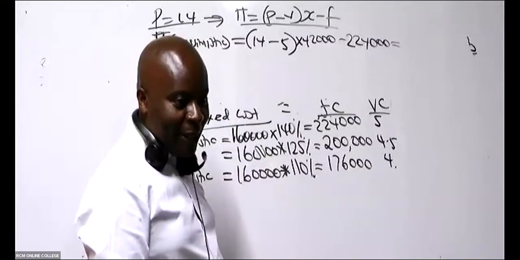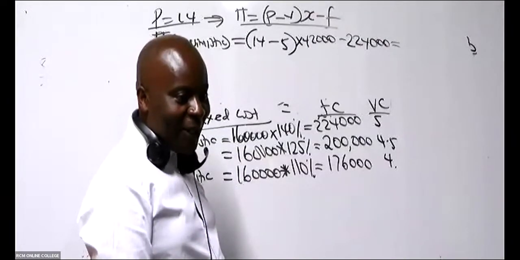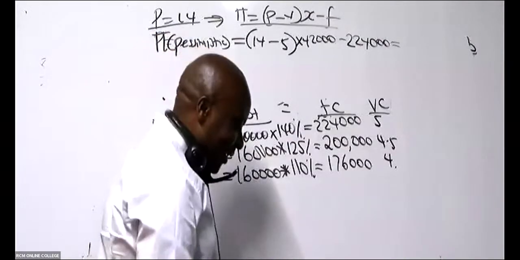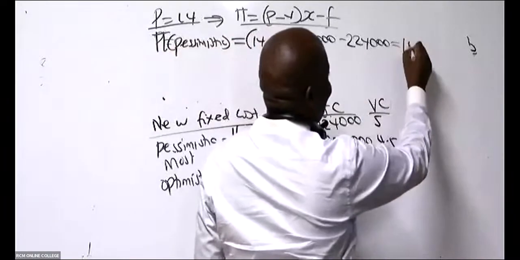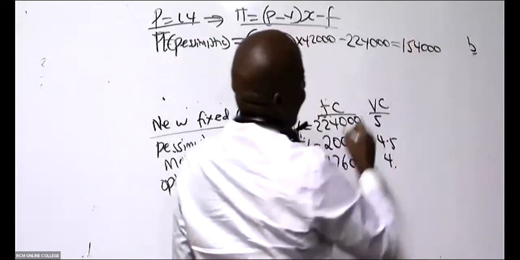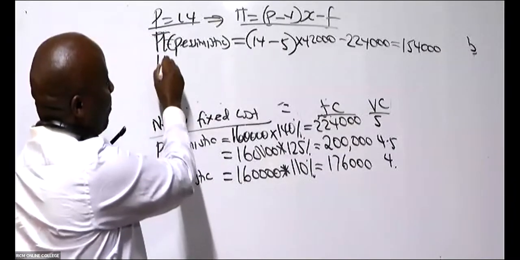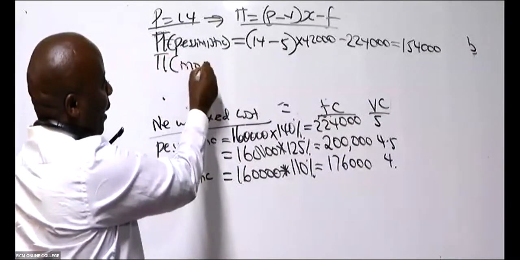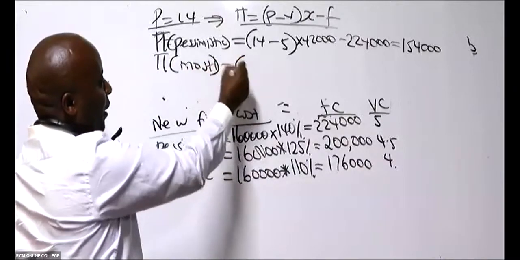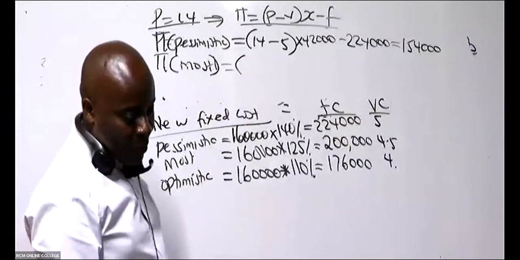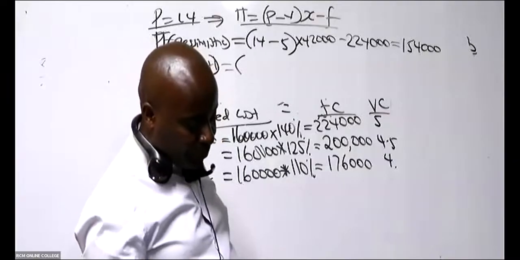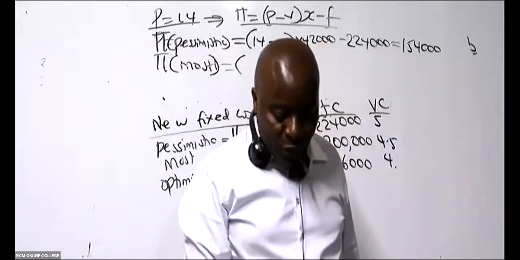You're doing it now, then you must be very fast. That's very good. 154,000. Then go ahead and give us profit most likely. Please do that one on your own.